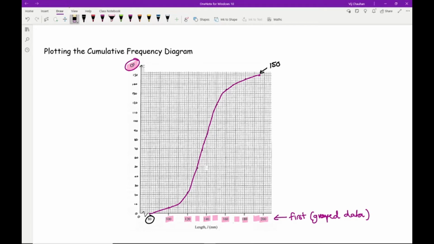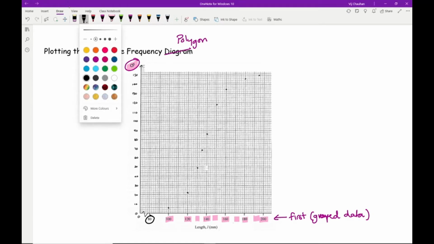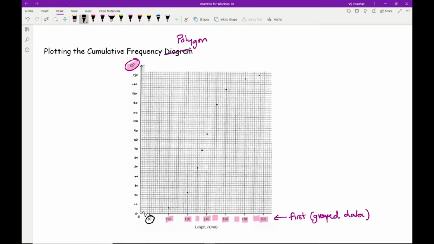Now if I was to get rid of this, and let's say I was asked to draw a cumulative frequency polygon, I would plot the points in the exact same way, but instead I would join these points up with straight lines. With a ruler, you would join these points up with straight lines, which I'm not doing because it's difficult to use a ruler on this, and like so.